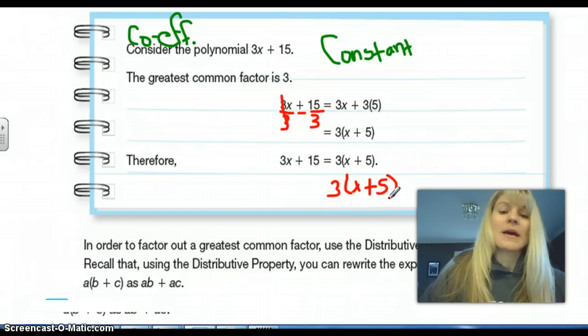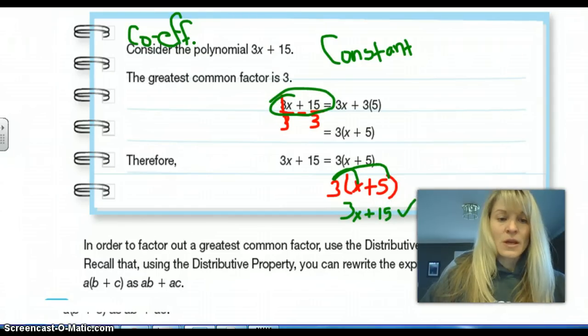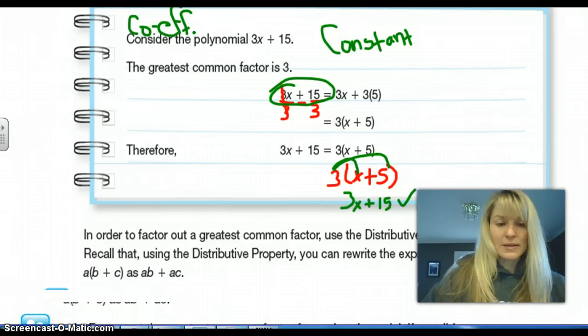Okay? And then if we want to check and see if that's correct, I can distribute. 3 times x gives me 3x. Bring the plus down. And 3 times 5 gives me 15. And this is what we started with right here. So I know I did that correctly. What they call this is rewriting the distributive property. You distribute a to the b and to the c. And so basically we're trying to figure out what that a is.